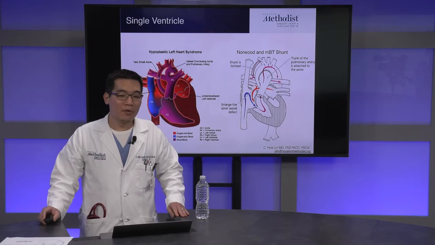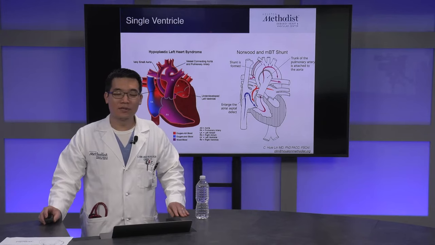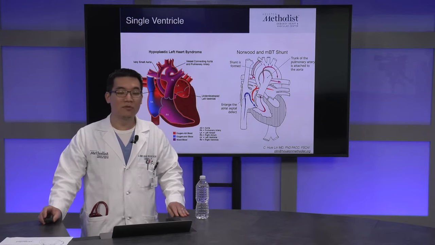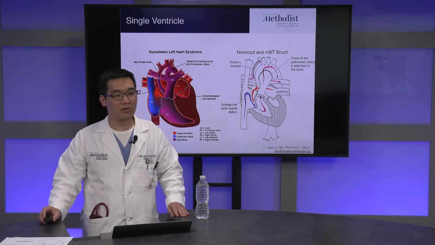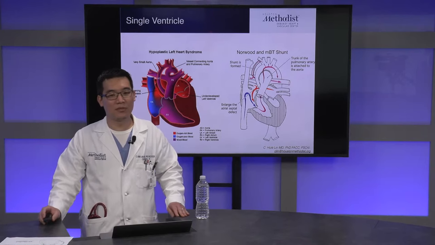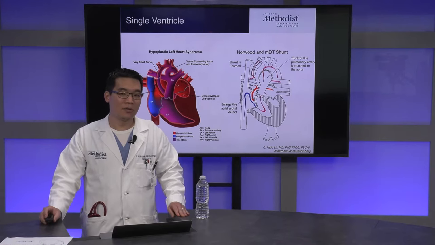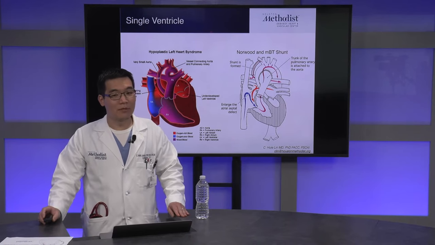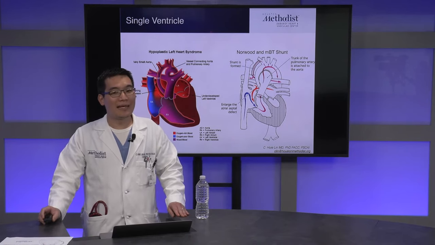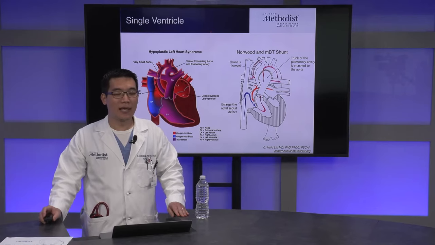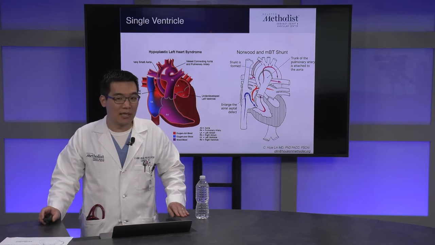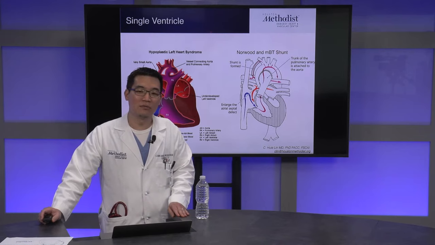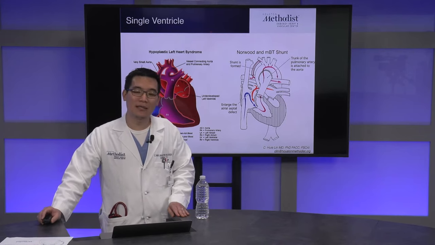So the problem with this, of course, is that your systemic right ventricle is giving rise to the blood flow to both circulations, both the pulmonary arterial circulation as well as the systemic circulation. And this is not a good long-term solution. As well, because you have a small 3 to 4 millimeter Gore-Tex shunt, that shunt can potentially clot and can result in infant mortality, or what we call interstage mortality. So we need to find a next step.